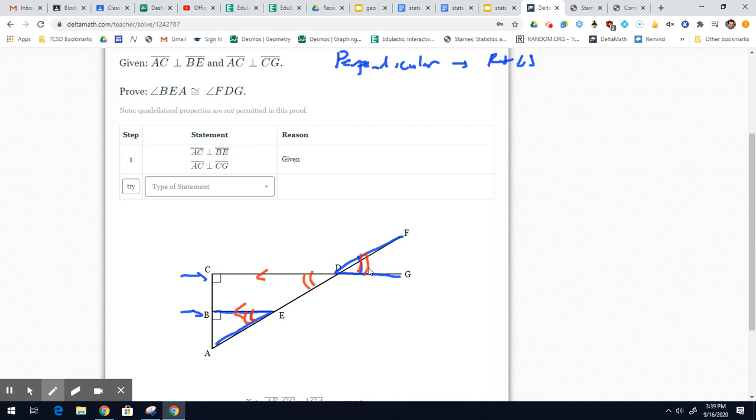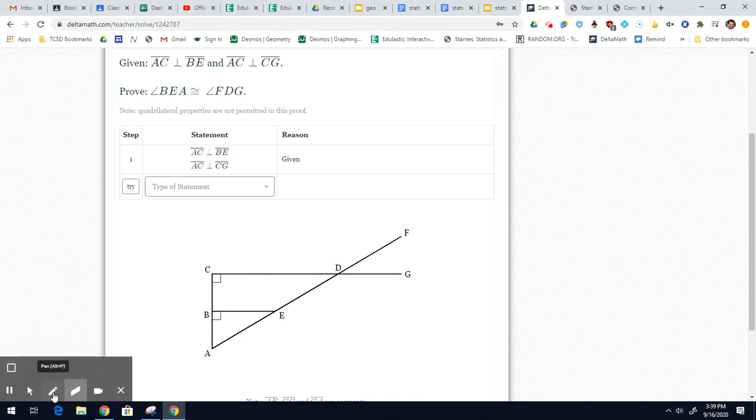So we'll have all three angles congruent, and we can use the transitive property to talk about them all. But the question is, how do we prove those two lines parallel? We'll look over here. Right angle, right angle. Those are going to be congruent angles, right?